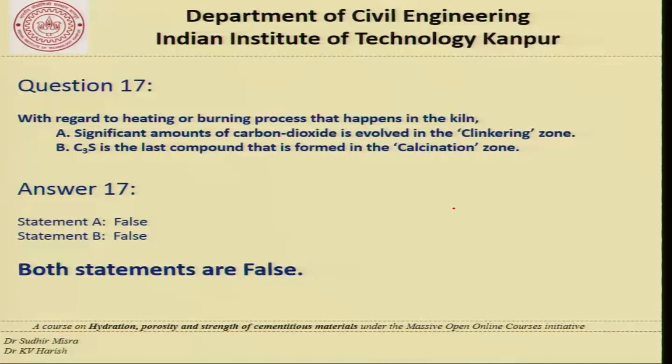So, question number 17 deals with: significant amount of carbon dioxide is evolved in the clinkering zone, and C3S is the last compound that is formed in the calcination zone. Both these statements are false.